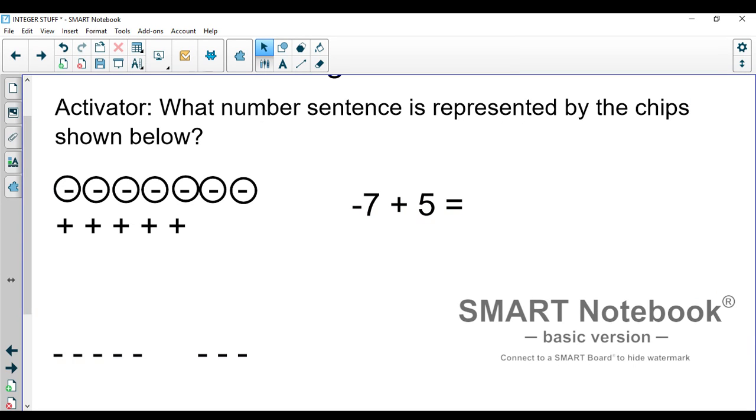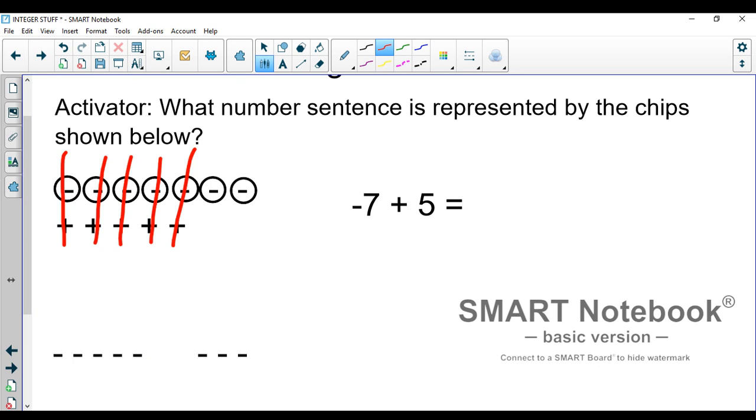When I start thinking about this, every one negative and one positive cancel out because 1 minus 1 is 0. So here's 1 minus 1, those cancel out because that's 0. Those cancel, those cancel, those cancel, those cancel. And what we're left over with is 2 negatives. So negative 7 plus 5 is negative 2, which makes sense because there's 2 more negatives than there are positives.